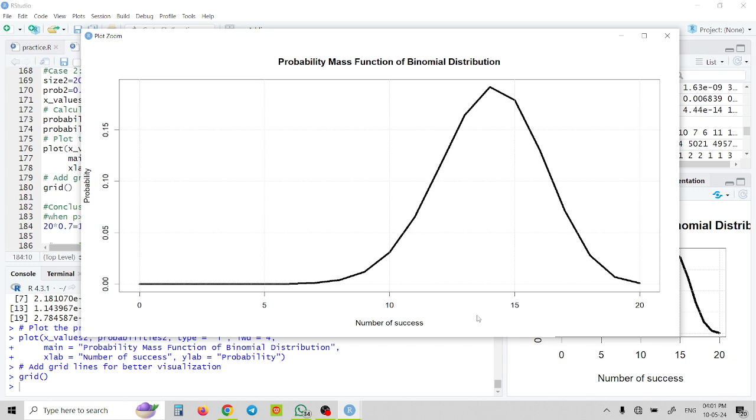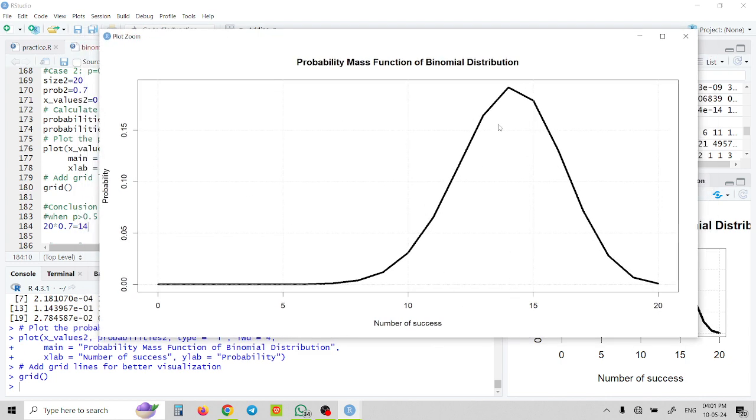So this diagram shows the mean was 14, right? Somewhere here, the maximum probability is at the mean, that is 14. And this says as we increase the probability of success from 0.5 to 0.7, the distribution has become left skewed.